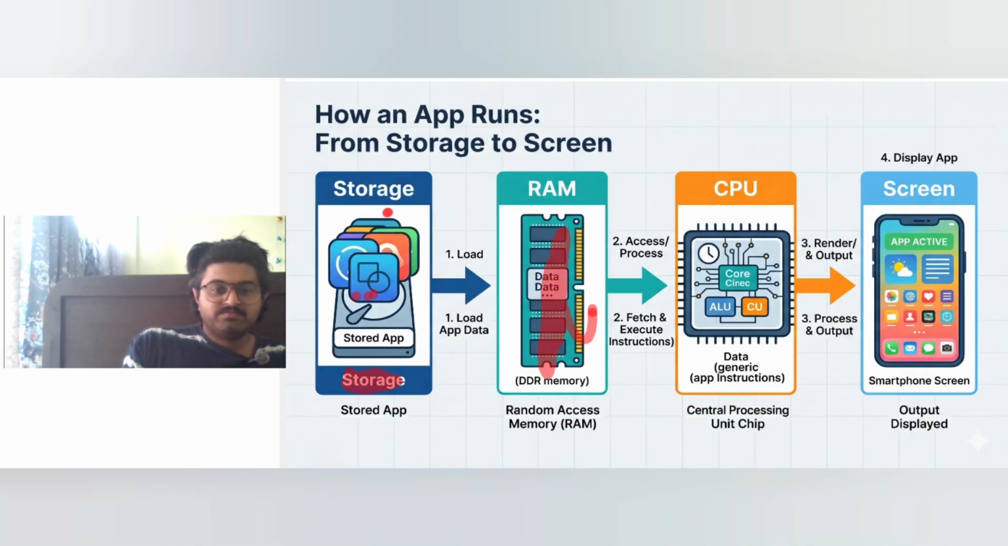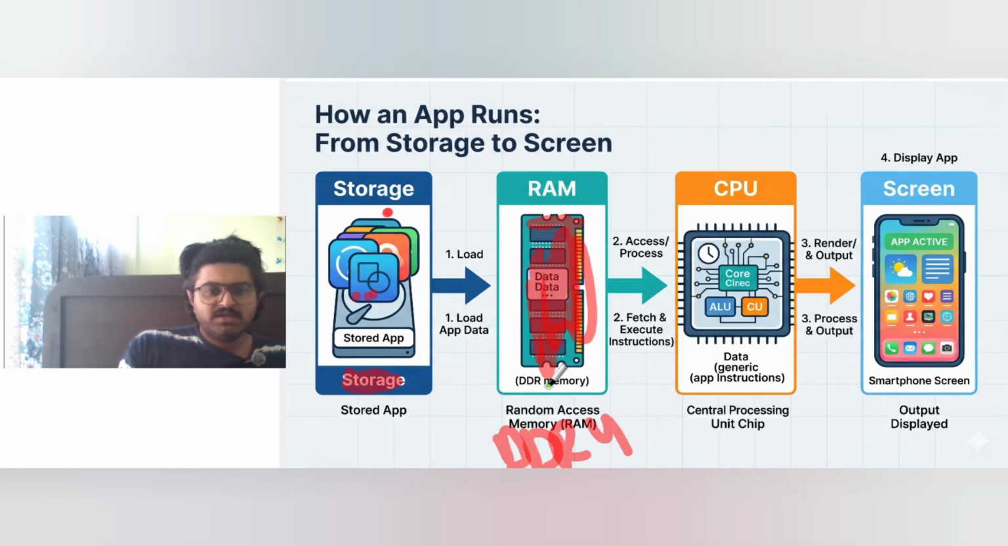RAM is like a chip, as you can see here. DDR3, DDR4 are common terms you might have heard about. DDR basically refers to the RAM, random access memory. Once you double tap on the application stored in the device, it loads the application data into the RAM. Then you see the app running on your screen.